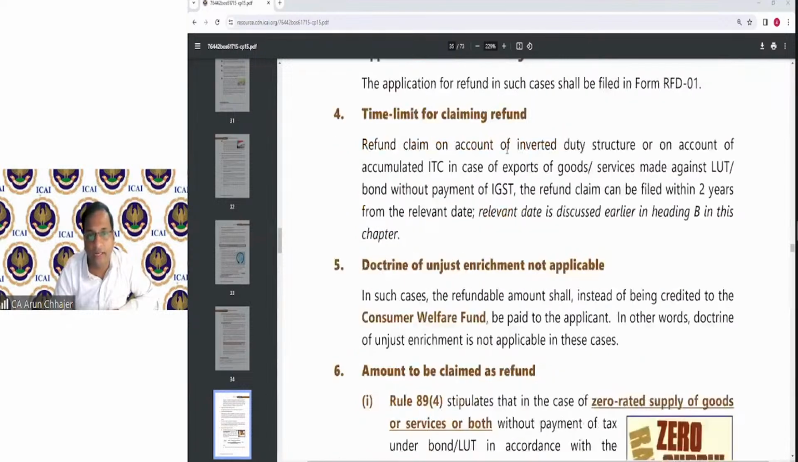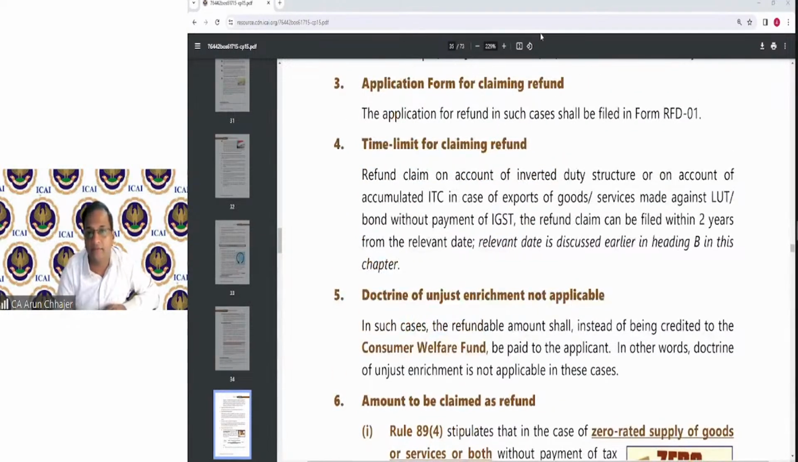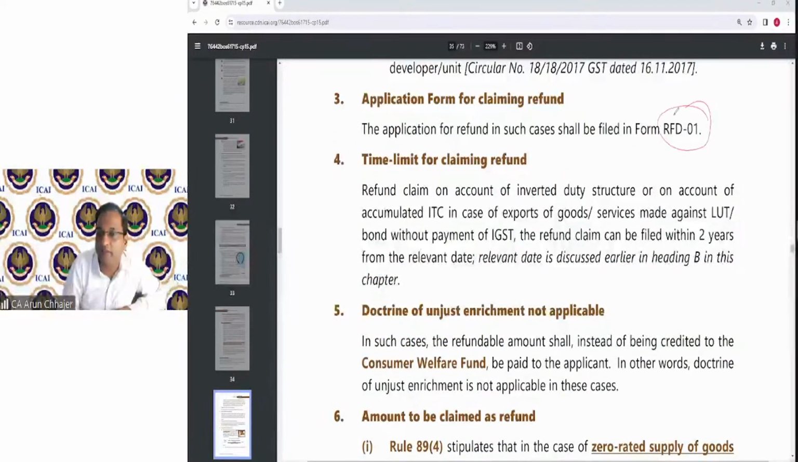Application for claiming the refund would be RFD-01. So for every category of the refund, the time limit would be 2 years. 2 years from relevant date. 2 years would be counted from relevant date. And relevant dates are different in every case.